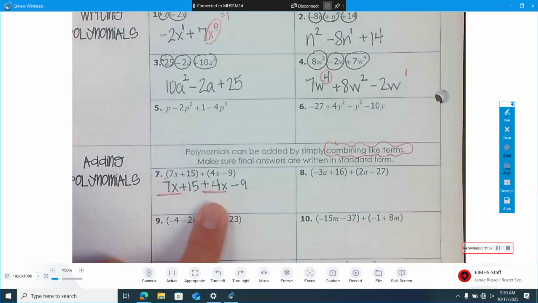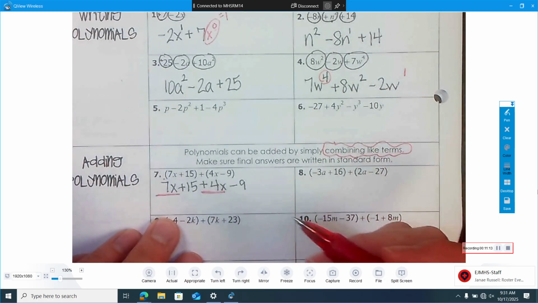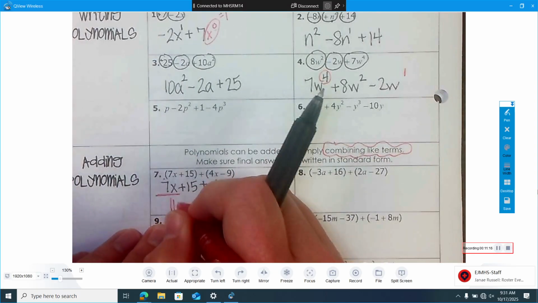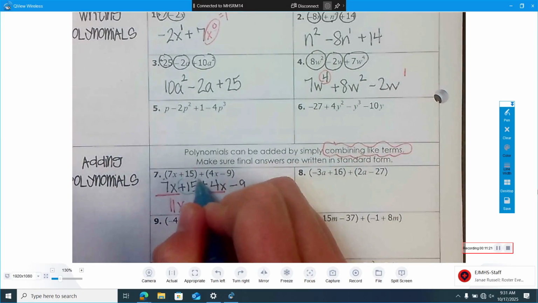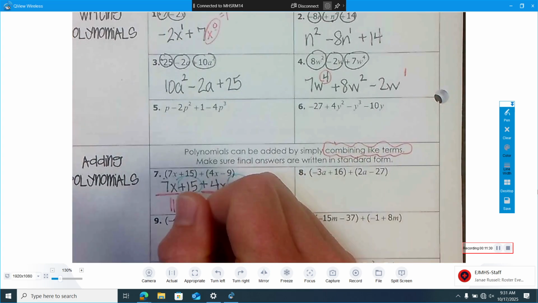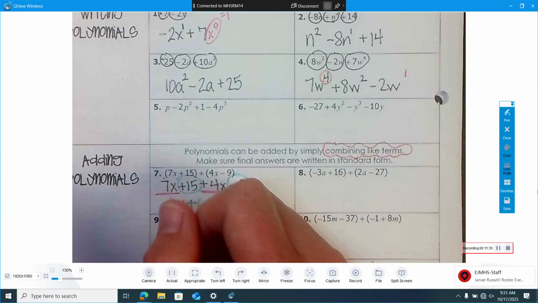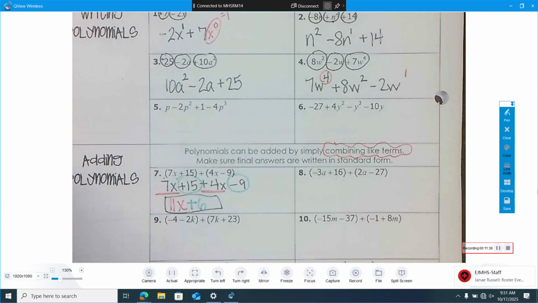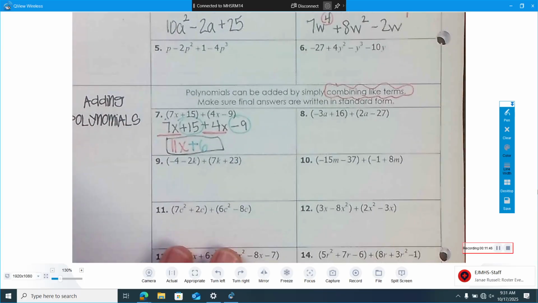Mason, 7x's plus 4x's is how many x's? Yeah, 11 x's. 11 x's, good. And then we have a positive 15 and a negative 9. Are these on the same team or they go to war? They go to war. Who wins? Positives win by how many? 6. Very good. Ladies and gentlemen, that's all we're doing. We're combining like terms. Yeah. Totally easy. All right. Let's look at number 11.